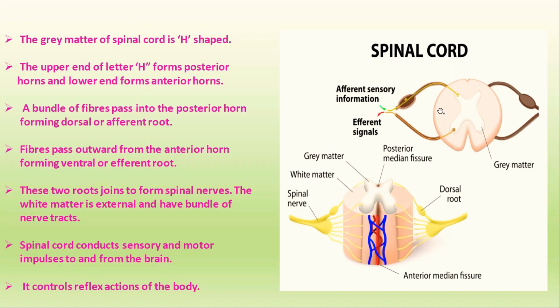Here you can see the cross section of the spinal cord. The grey matter of the spinal cord is H shaped. Can you see the H shape? And here is present the grey matter. The upper end of the H letter forms the posterior horns and the lower forms the anterior horns. A bundle of fiber passes into the posterior horns, forming the dorsal afferent root. So this is the dorsal afferent root, and fiber passes outward from the efferent root ventrally, and these roots join to form the spinal nerves. The white matter is external and has the bundle of nerve tract. The spinal cord conducts the sensory and motor impulses to and from the brain. It controls the reflex action of the body.